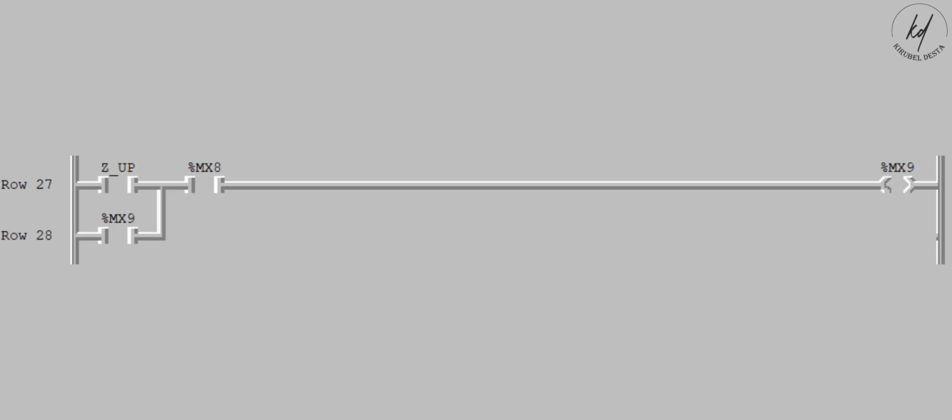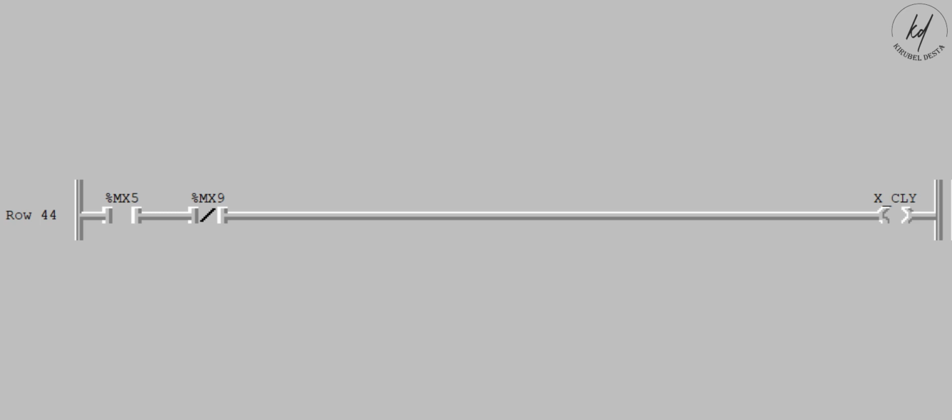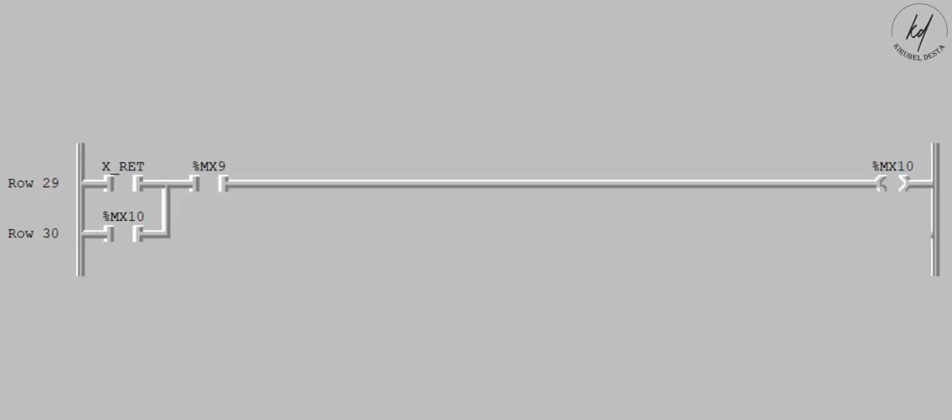Now in row 27 the cylinder upward movement is detected through the Z_up sensor, so it energizes MX9 and self-holds, after which in row 44 the X-axis cylinder solenoid valve deactivates and returns back, and in the retracted state its effect can be detected in row 29 and energizes and self-holds MX10. This results in turning off all memory addresses MX1 to MX9.